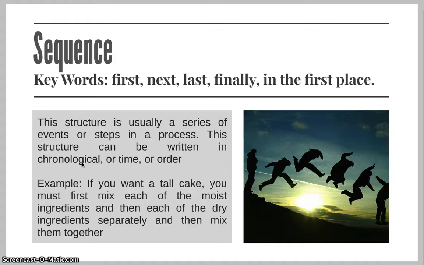This structure is usually a sequence of events or steps in a process. It can be written in chronological, which means time, order. So just like we see in this picture here where we've got the person jumping and they're working all the way through, this kind of structure is going to be a bunch of things in order. Example, if you want a tall cake, you must first mix each of the wet ingredients and then each of the dry ingredients and then. So those keywords: first, next, last, finally, in the first place.